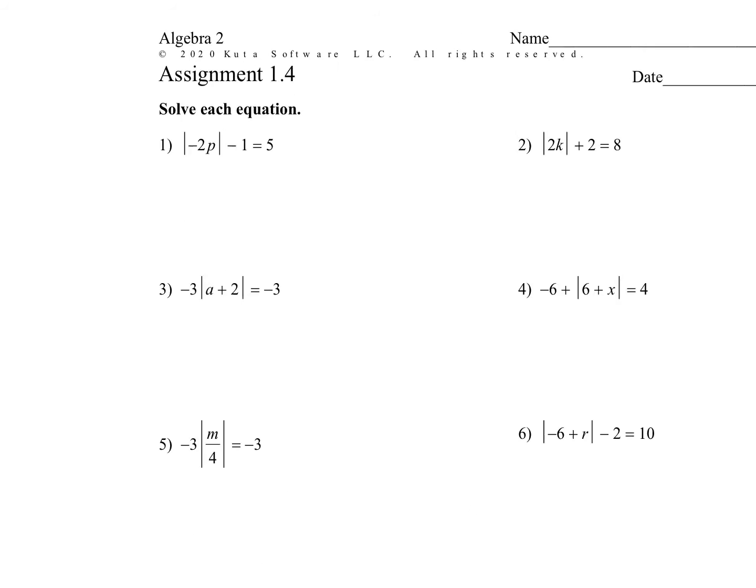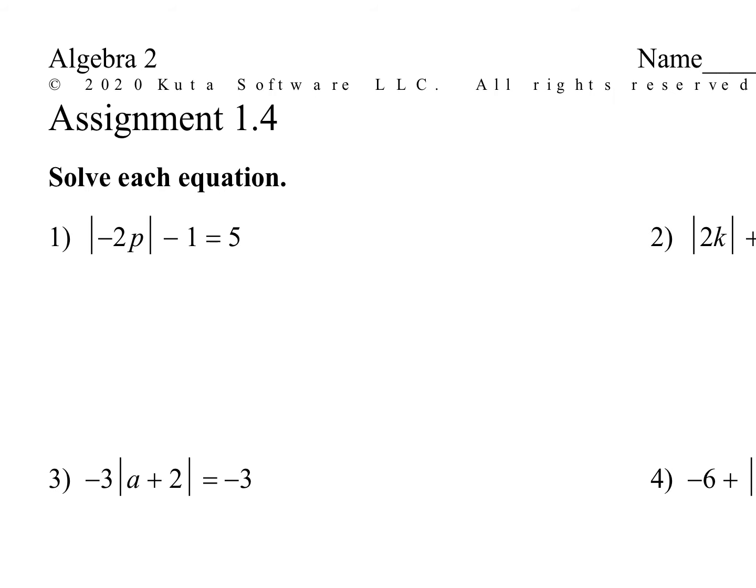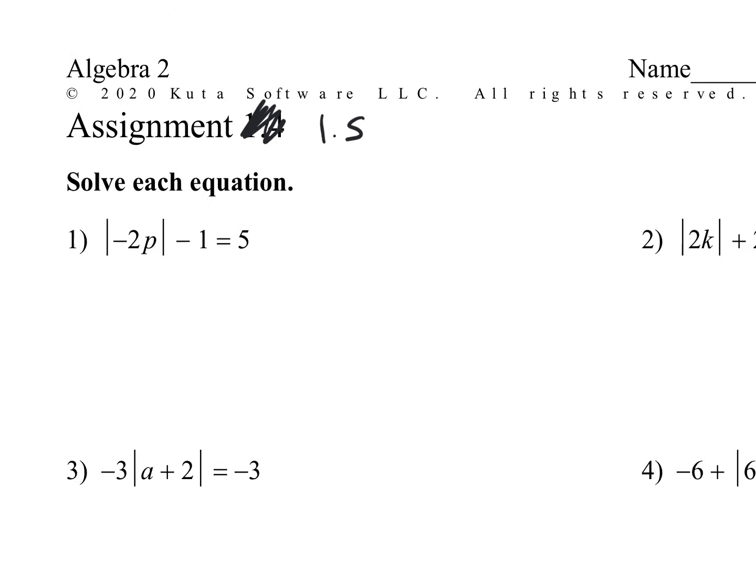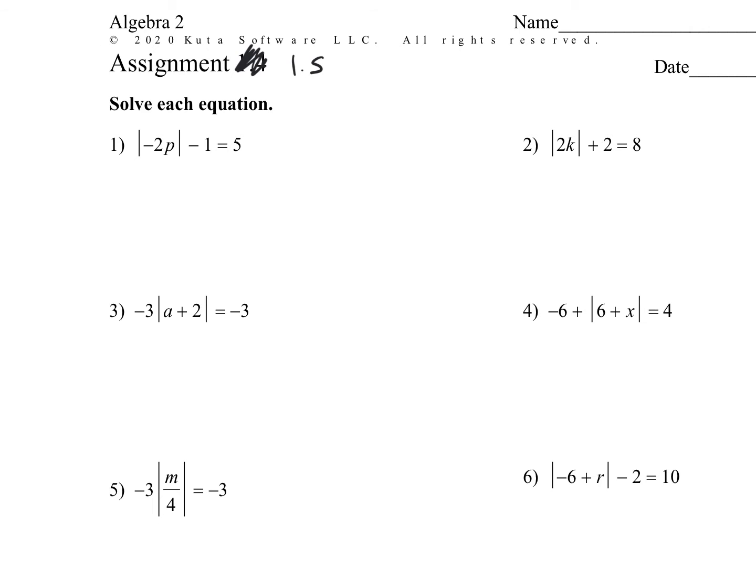All right, we're going to go over the 1.5 homework. So even though this says 1.4, it's actually 1.5. It is our absolute value equations. So we solve these kind of the same way that we would solve a normal equation, but our first step is to isolate the absolute value. So we want to get that part all by itself.